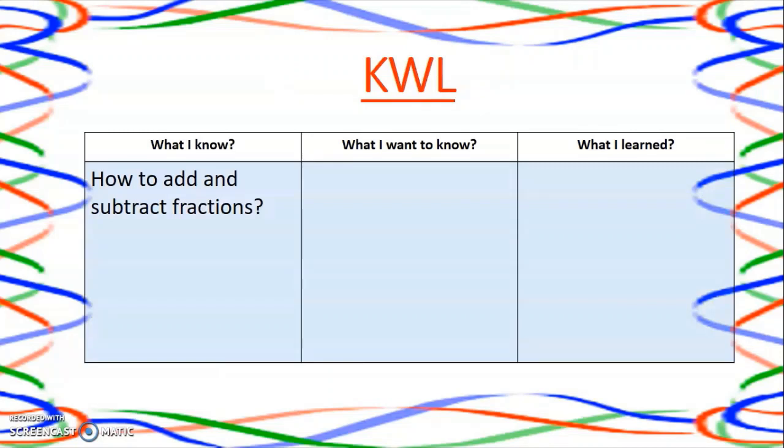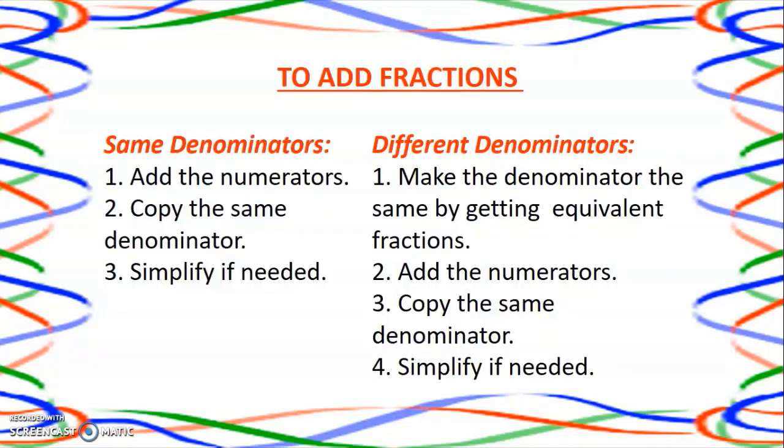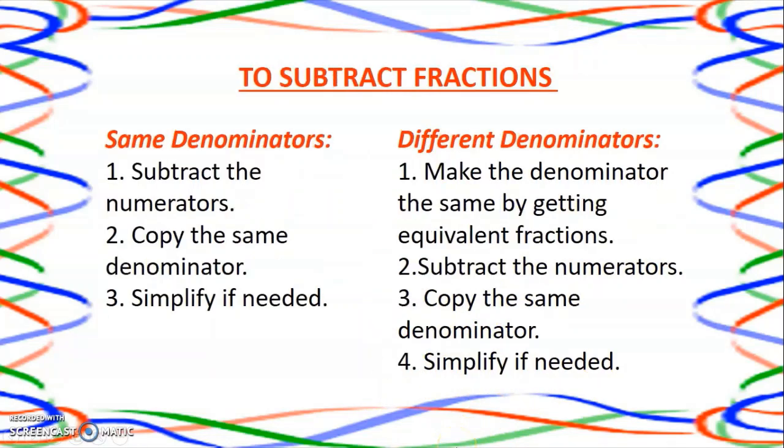How to add and subtract fractions? To add fractions with the same denominators, first, add the numerators. Second, copy the same denominator and simplify if needed. For different denominators, first, make the denominator the same by getting equivalent fractions. Second, add the numerators. Third, copy the same denominator, then simplify if needed.